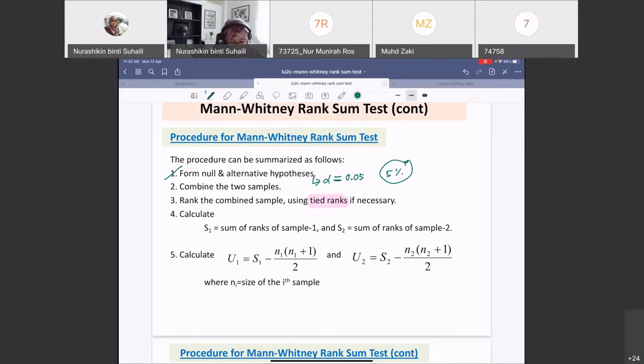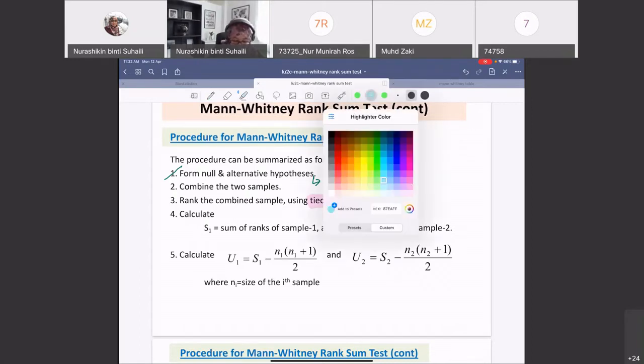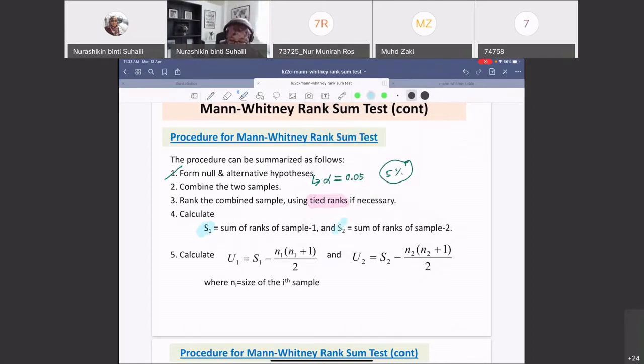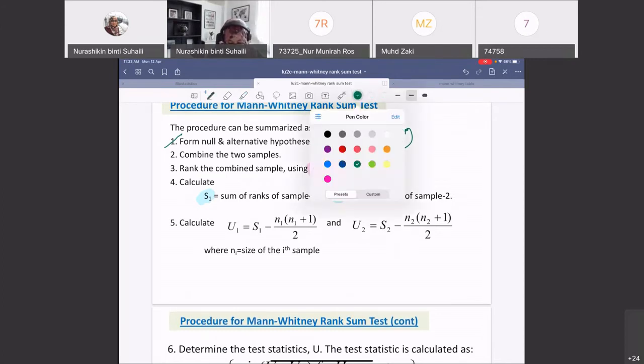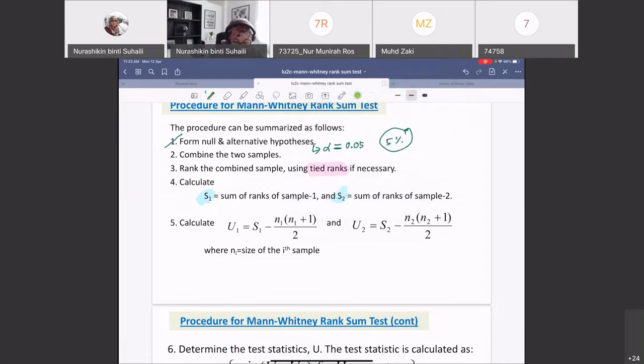Rank the combined samples, and then the fourth step is to calculate the sum of ranks of sample 1. We denote it as S1. Okay. Then the sum of ranks of sample 2. I'll show later. Just go through first. The thing that we need to calculate in this test is U. That's why it's called the U test. So we have to find what is U1 and U2. This is the formula given. It will be given in the exam. It's just that you should know by yourself how to use it.